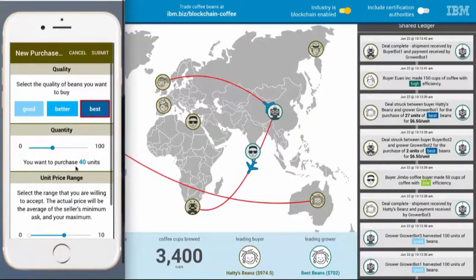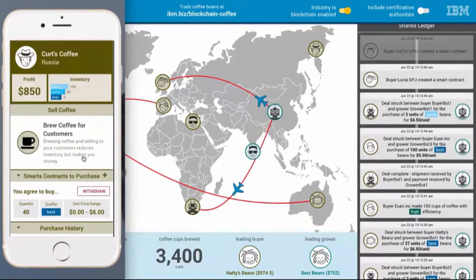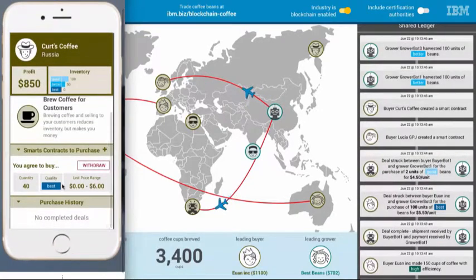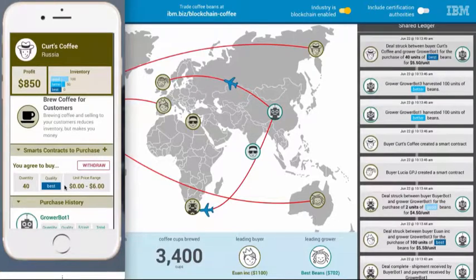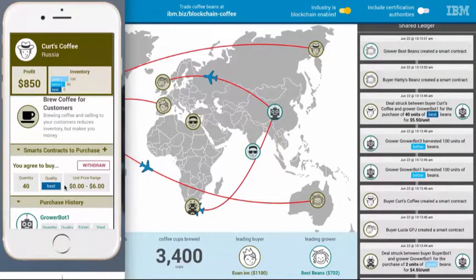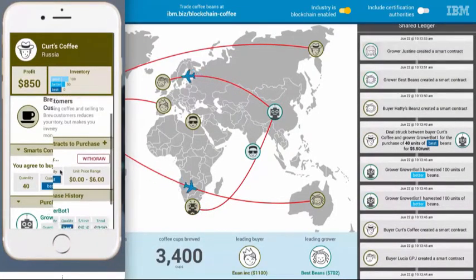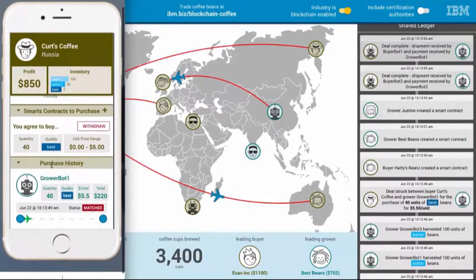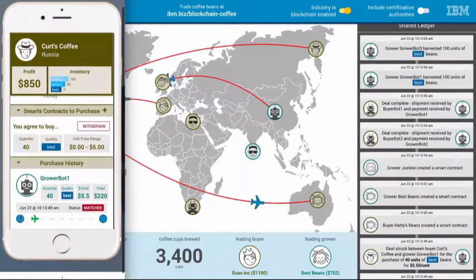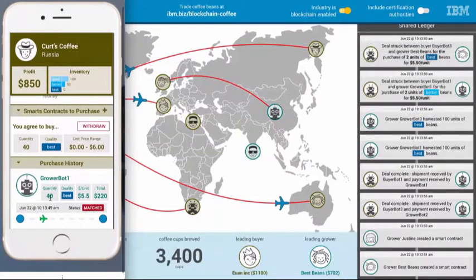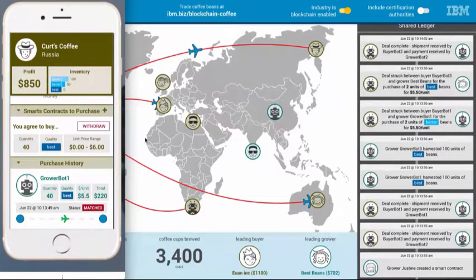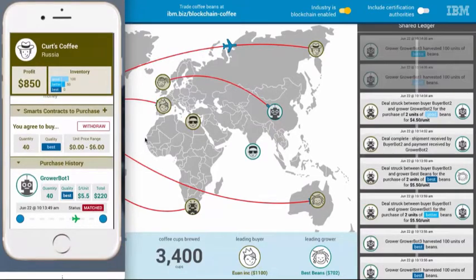And so now when I tap on submit, my smart contract has been registered in that network, and now the blockchain logic is going to automatically try to match me with a grower who accepts my terms and conditions. And so lo and behold, grower bot 1 has accepted my terms. He's sending me 40 units, which is what I requested, of best quality at $5.50 a unit, lower than my max price, obviously higher than his min price.